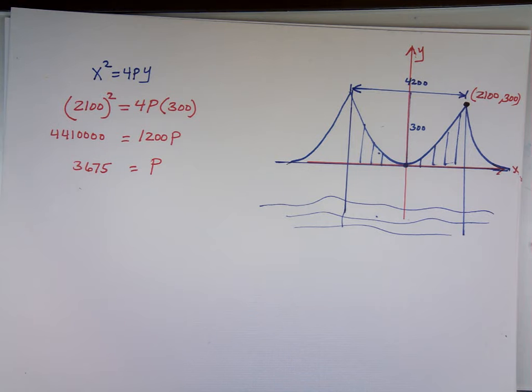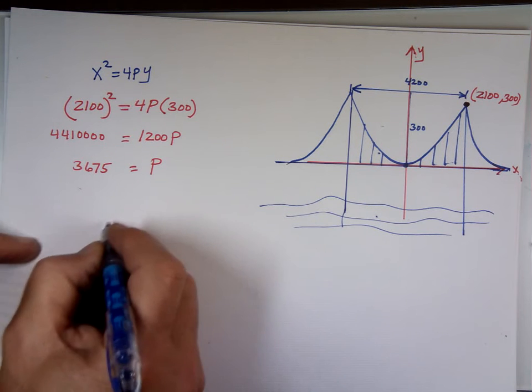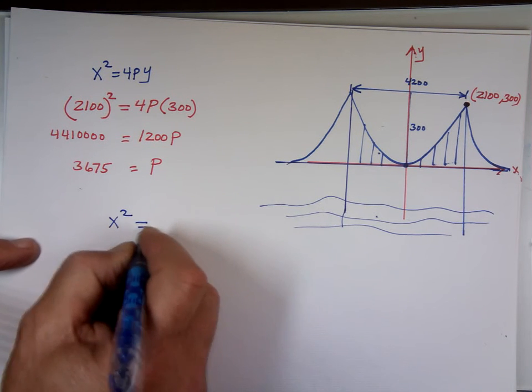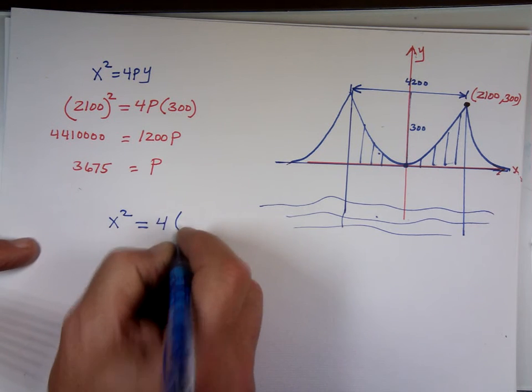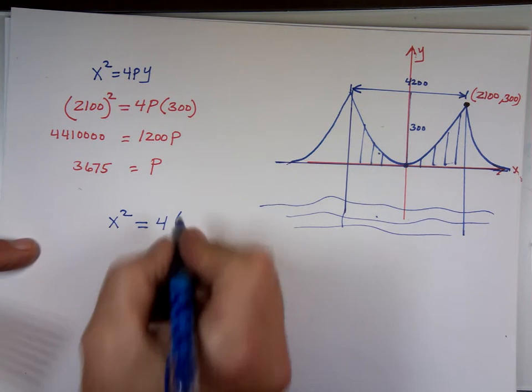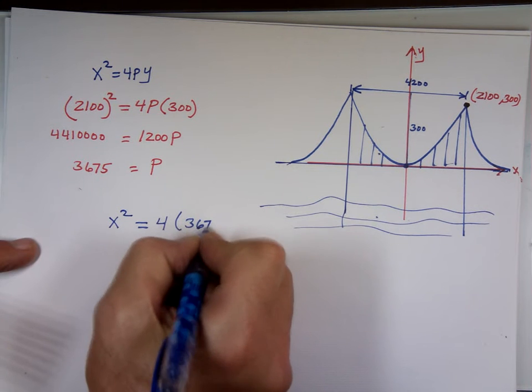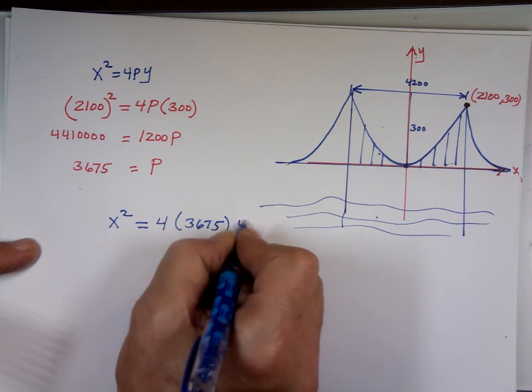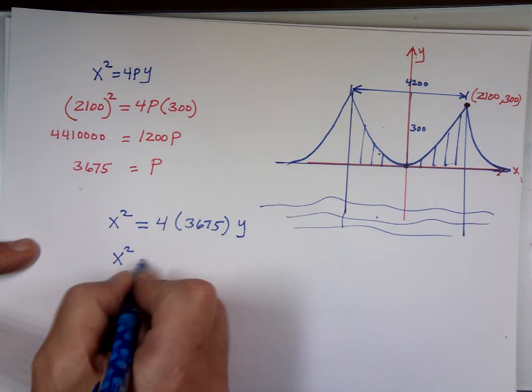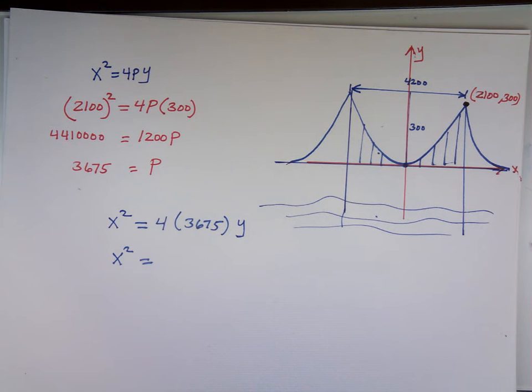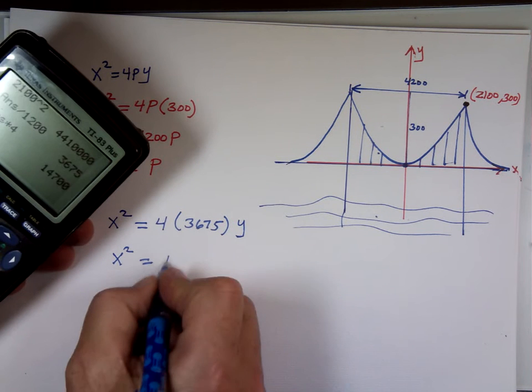I can tell you right now, the equation that describes the Golden Gate Bridge in San Francisco is, we know the equation, x squared equals 4 times p. What is p? Notice p is positive. It's opening upward. 3675 times 4, so x squared equals 14,700 y.